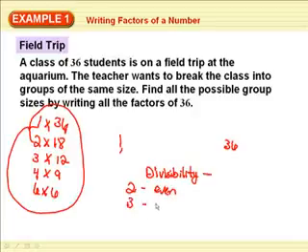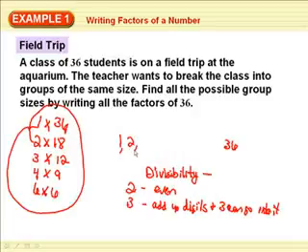It's divided by 3 if you add up the digits, and 3 can go into it. Okay, so 3 plus 6 is 9. 3 can go into 9, so 3 can go into 36. So let's start with 2.